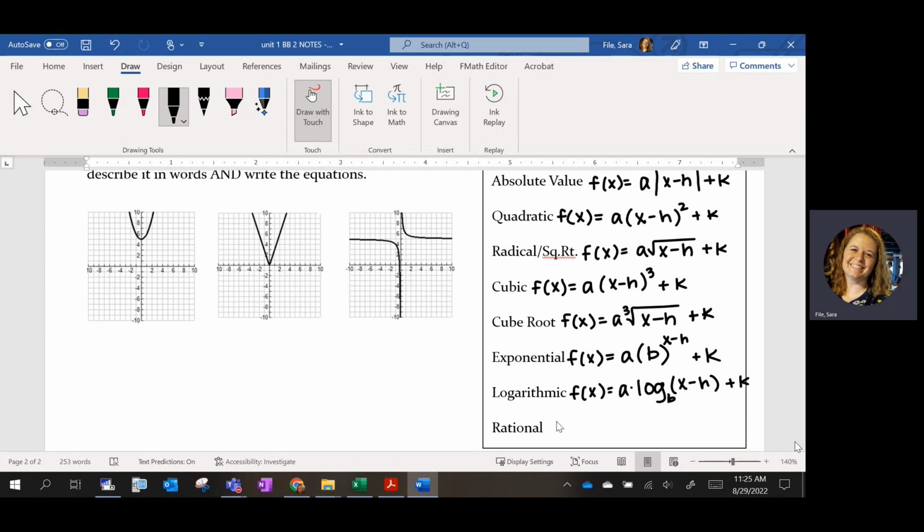Okay, so for the rational, what is the rational parent function? 1 over x. So if I multiply by a, that would just multiply into the numerator, right? 1 times a would just be a. And then inside the function would be considered in the denominator because that's where x is in this function. So x minus h down here, and then your plus k.